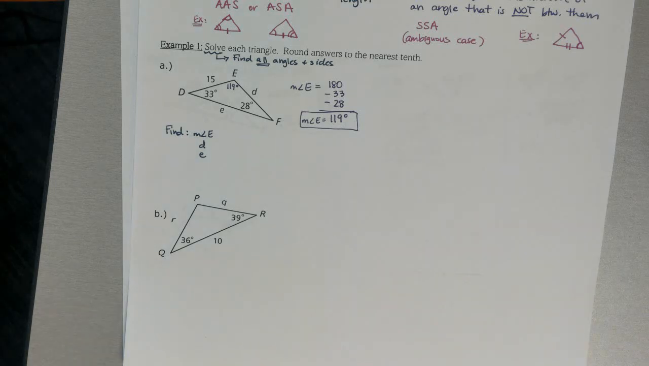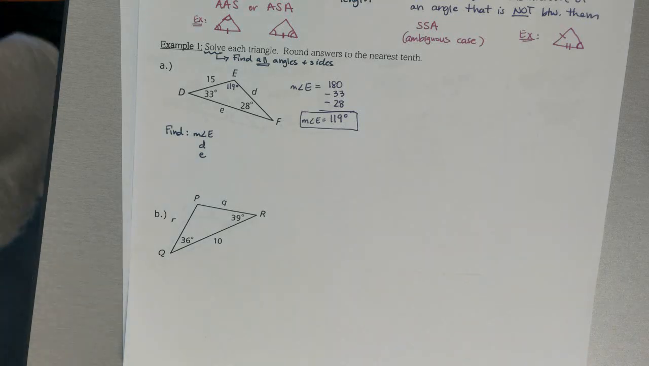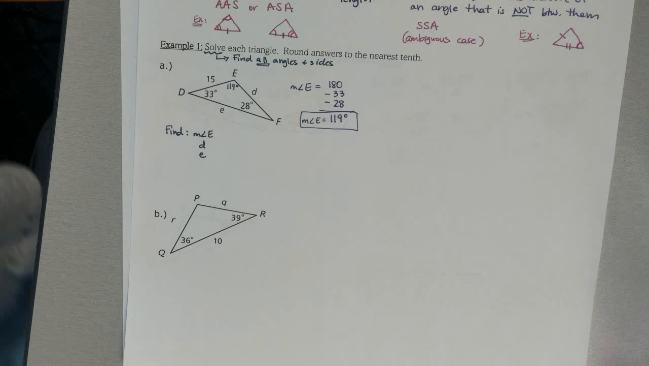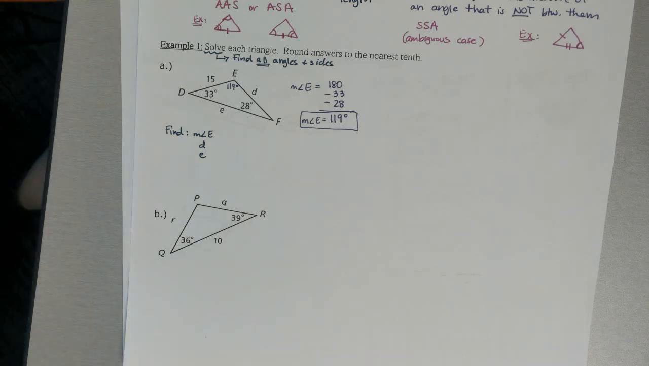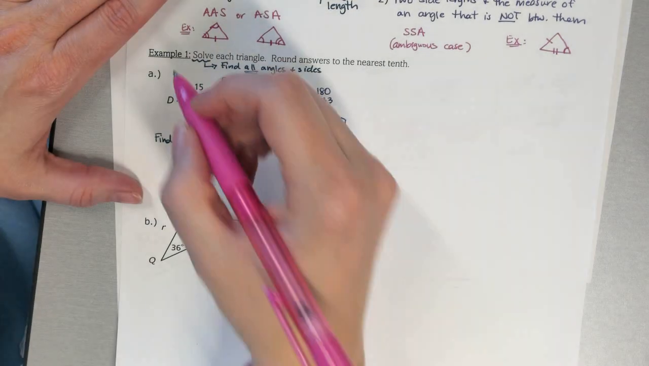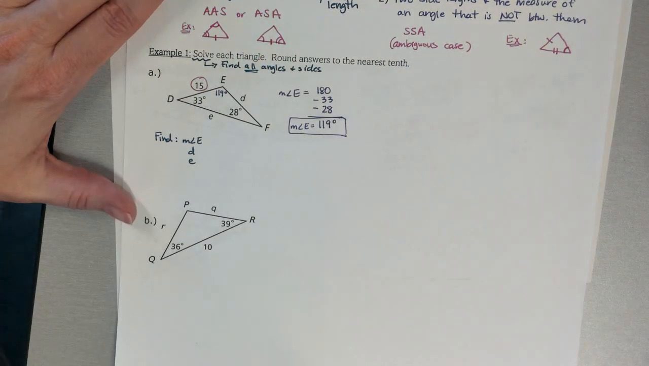Okay, and now we're actually going to use the law of sines. So when you use the law of sines, you need to have a matching pair. What that means is you need to have a side length and the angle across from it. So the only side length we're given in A is 15. What's the angle that's across from 15?